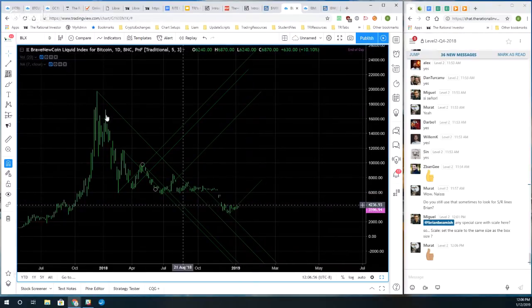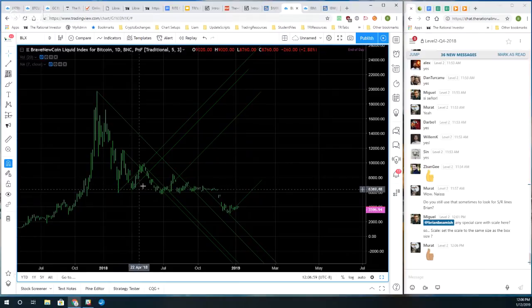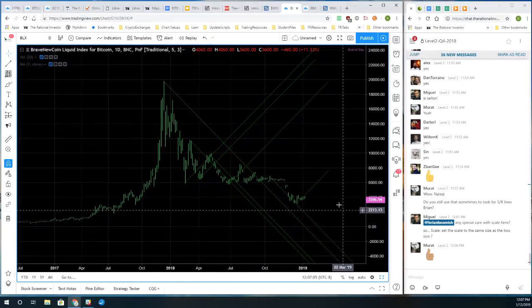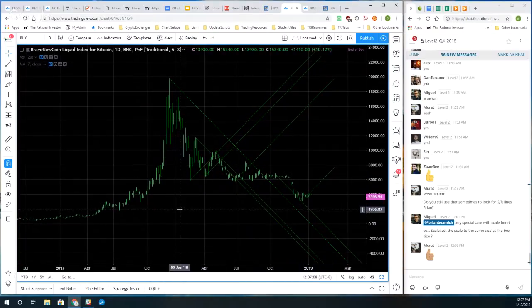And you'll notice too that the 45-degree angles basically are respected. They don't really change. It's just the size of your price chart. It's interesting too how we have quite a few gaps in here though.